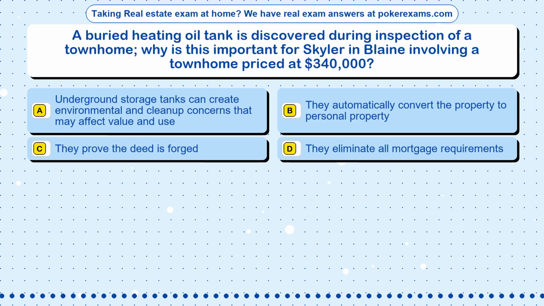Question 41. A buried heating oil tank is discovered during inspection of a townhome. Why is this important for Skylar in Blaine involving a townhome priced at $340,000? Option A, underground storage tanks can create environmental and cleanup concerns that may affect value and use. Option B, they automatically convert the property to personal property. Option C, they prove the deed is forged. Option D, they eliminate all mortgage requirements.